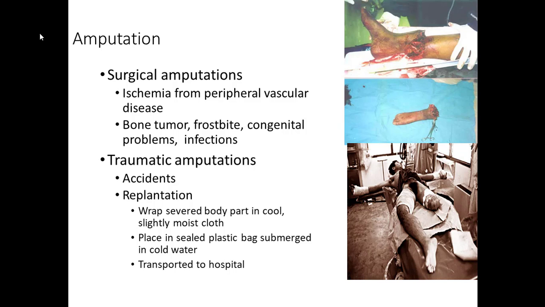If you are out in the field and somebody has a traumatic amputation like that, where their limb is completely removed, you can put the body part in a cold washcloth, and make sure that it's in a sealed bag, and then put the bag in water. And make sure it comes with the person to the hospital.